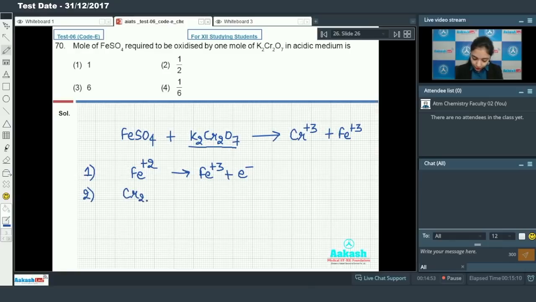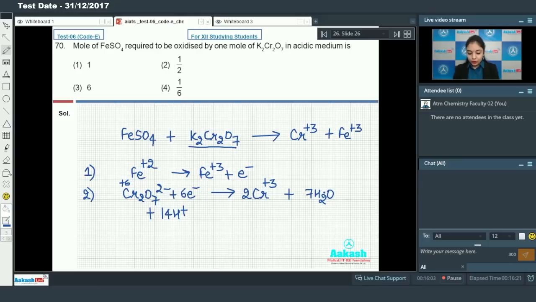Similarly do it for dichromate. In dichromate, we have chromium in the +6 oxidation state. Now it is being converted into +3 oxidation state. Now balancing the number of chromium atoms, there are 2. So for one chromium, how much is the change? 3 electrons. And for 2 chromium, how much will the change be? 6 electrons. So here it will be 6 electrons. Now balance the charge here. Add 14 H plus to balance the charge. Now add the water molecules. So it will be 7 H2O.